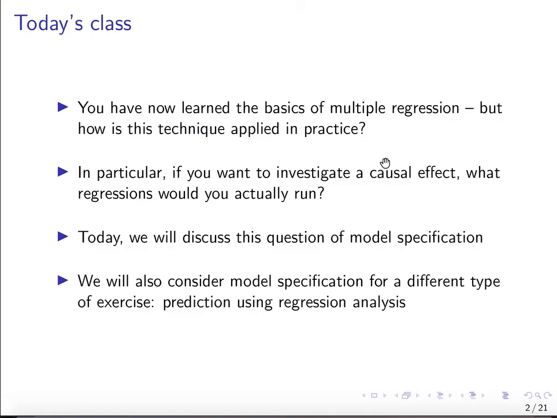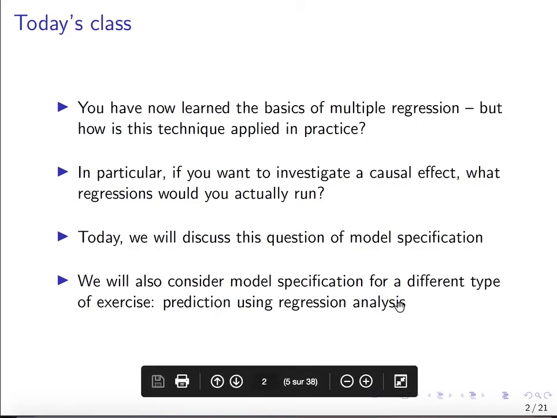And so today we're going to look at this question: is the model that we have the right one if we want to answer what's the effect of X on Y? This is something that we call model specification. That is, do I have the right model, given that the answer I want to get is what's the causal effect of X on Y? Next, we're also going to consider model specification for a different type of exercise, which is prediction.